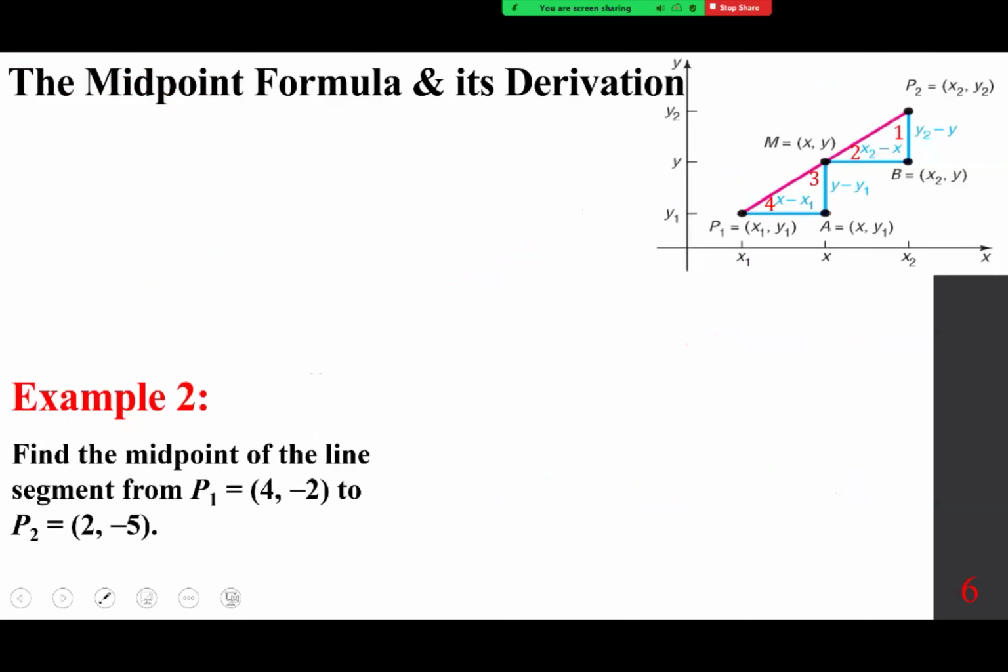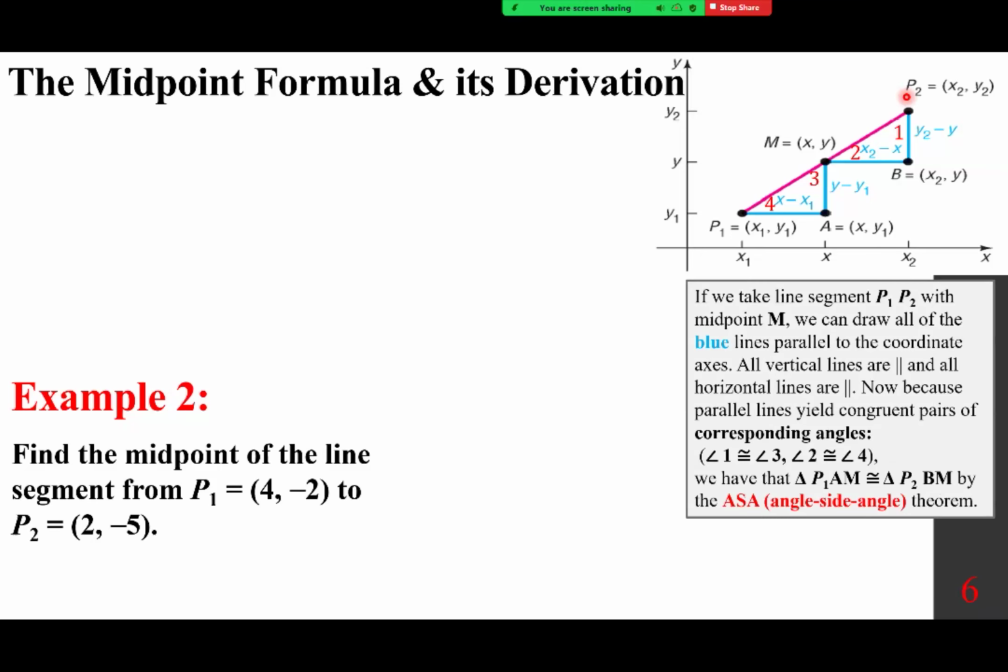The midpoint formula and its derivation. So you have P1, P2, P1 having coordinates x sub 1 and y sub 1, P2 having coordinates x sub 2, y sub 2, and you want the midpoint. Midpoint meaning this distance. P1M and MP2 are identical.